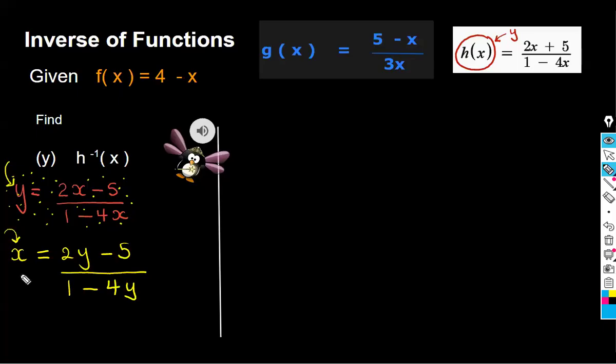So cross multiplication is used when there's a fraction, right? We're trying to get all the y's on one side and everyone else on the other side. But this side is a fraction, but the x alone is not a fraction. But we know x is the same thing as x over 1. We're going to have to cross multiply.